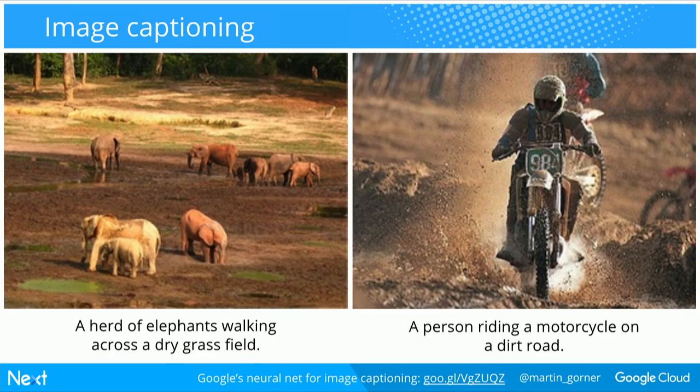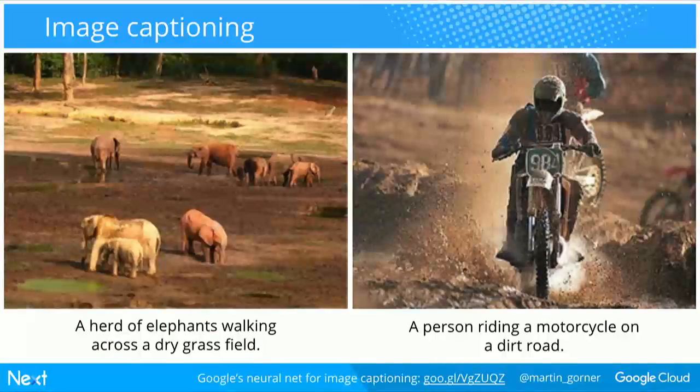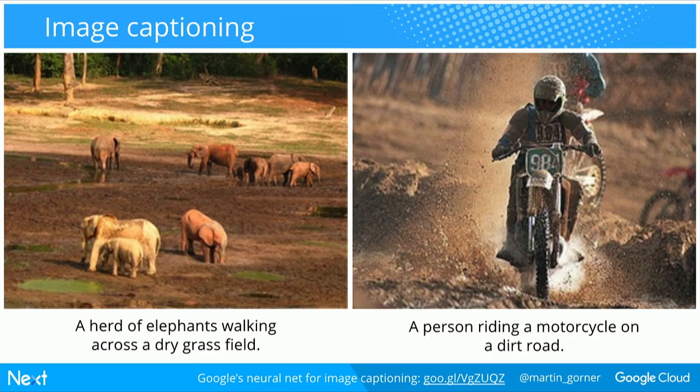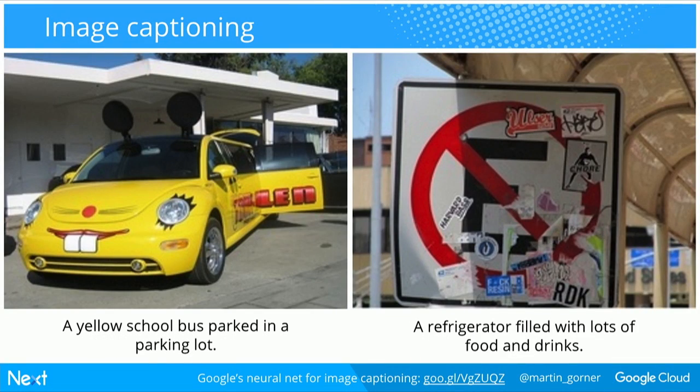Here, produce this output sequence. And sometimes it works really well. This is what was generated, a herd of elephants walking across a dry grass field and so on. And then sometimes, yeah, not quite. Thank you.